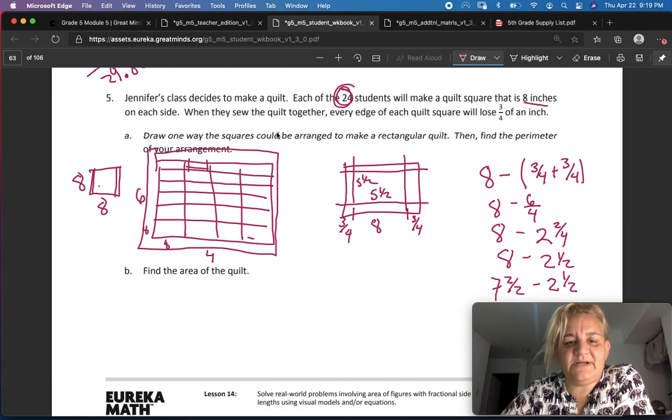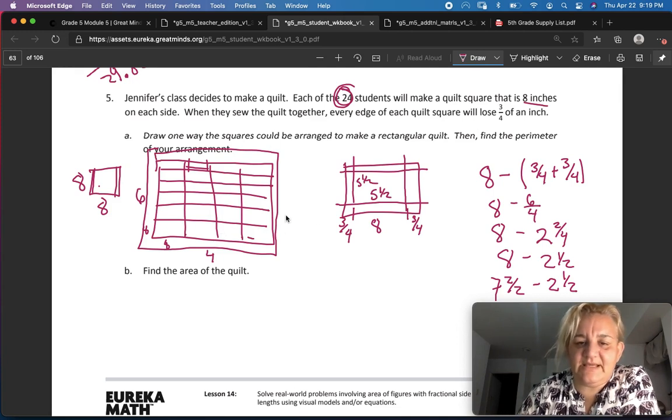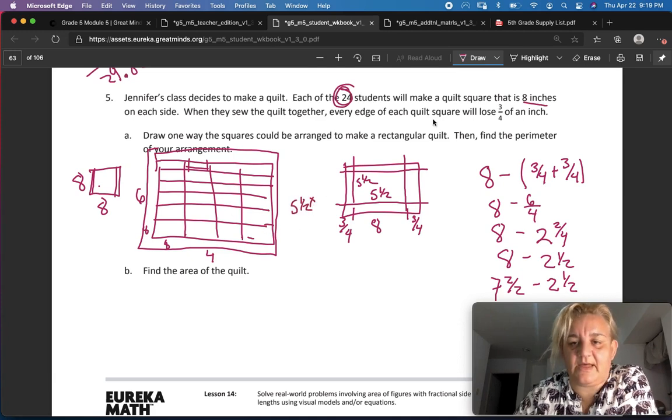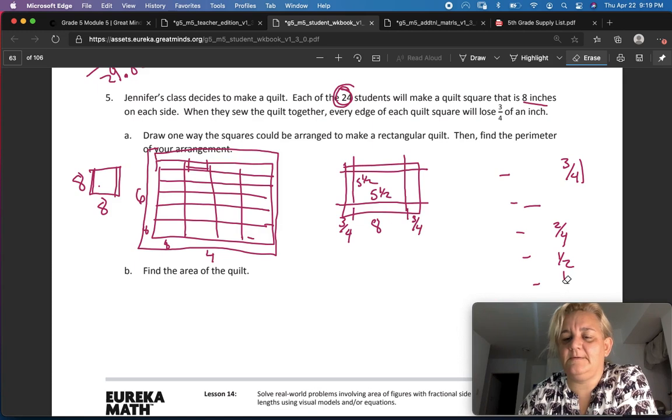Draw one way the squares could be arranged to make a rectangular quilt. So I did mine 6 times 4. Then find the perimeter of your arrangement, okay? So the perimeter is going to be 5 1/2 times 6. Okay, wait a minute. Let me draw this in a better way. I'm going to erase all that now that we have that information, just so I have more space.